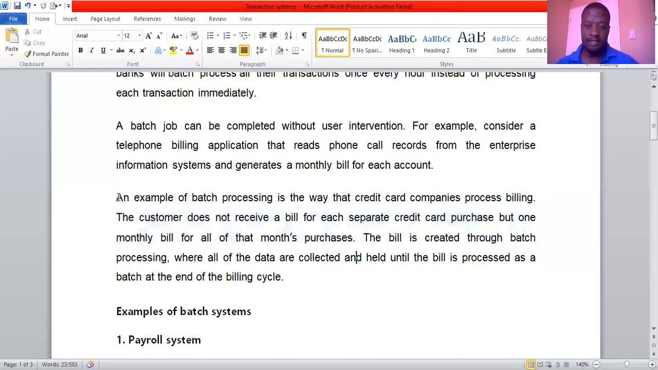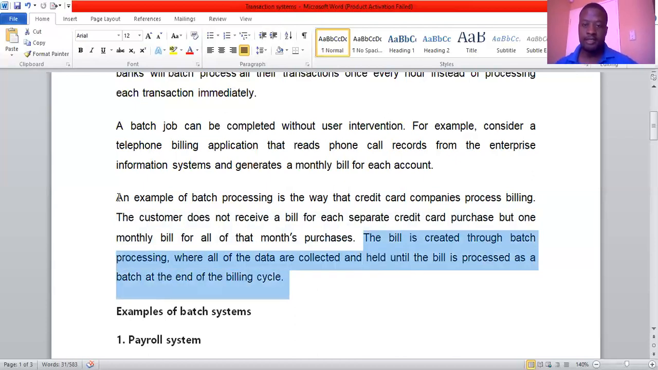Okay, so this is what I just said. The bill is created through batch processing, where all the data are collected and held until the bill is processed as a batch at the end of the billing cycle. So all the batches are collected. I mean, the information or your bill is collected. Whatever you're buying or taking is saved, and then it's processed at the end of the month, once the cycle is complete.